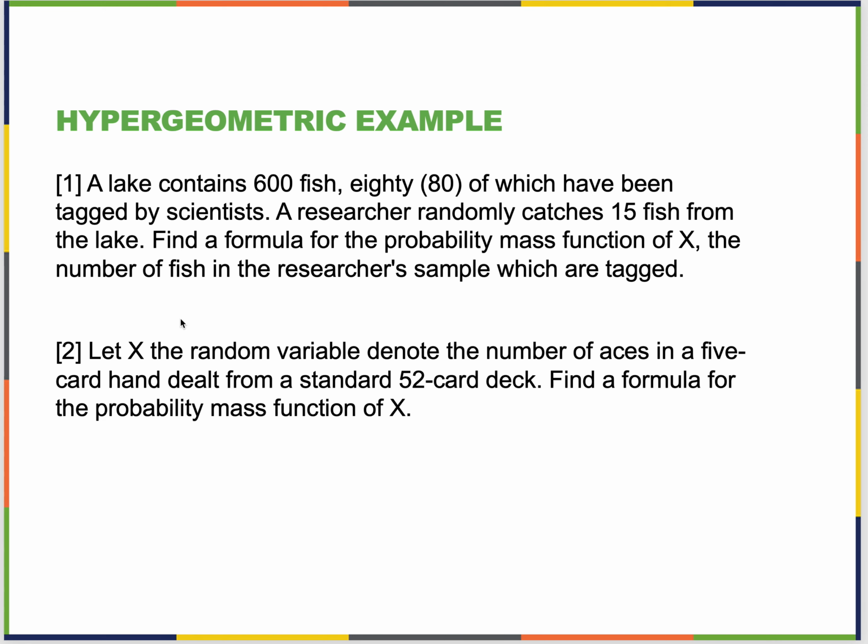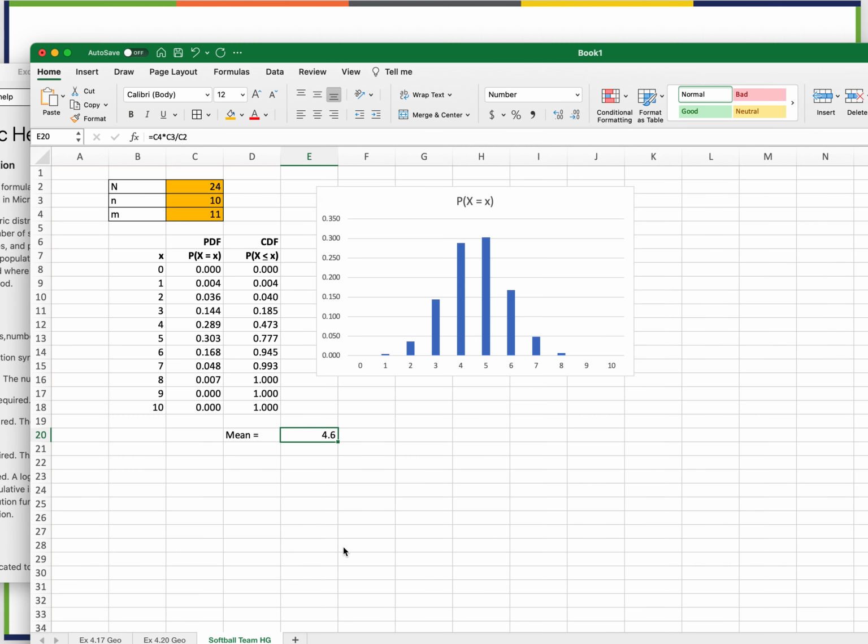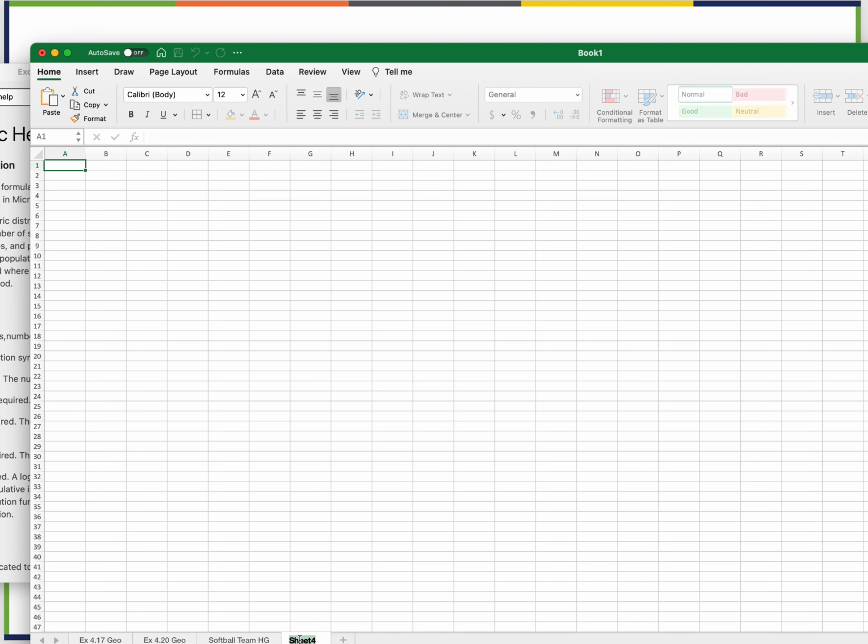Here's another one. Let X be a random variable denoting the number of aces in a 5 card hand dealt from a standard 52 deck. Find a formula for the probability mass function. Let's do that one. Number of aces in a card deck. So these are aces, and this is hypergeometric.